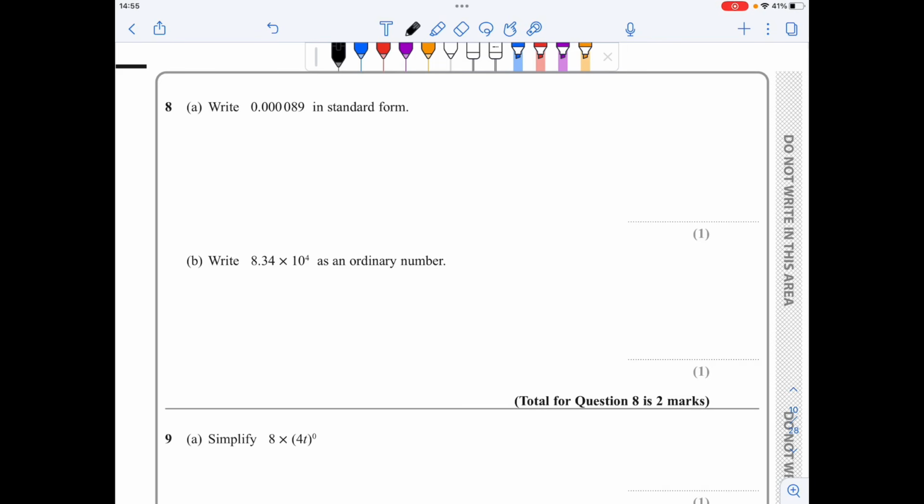For part A of question 8, the answer is 8.9 times 10 to the minus 5, and for part B, that's 834. I've used 2 digits from 10. I need another 2, so 83,400 is the correct answer.